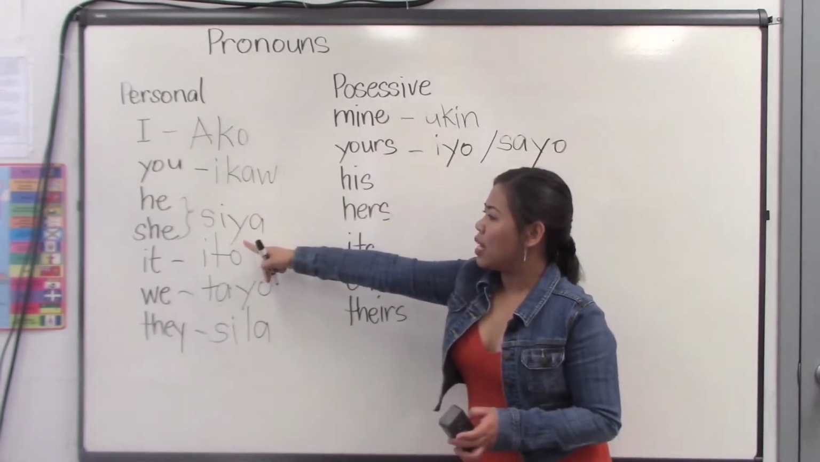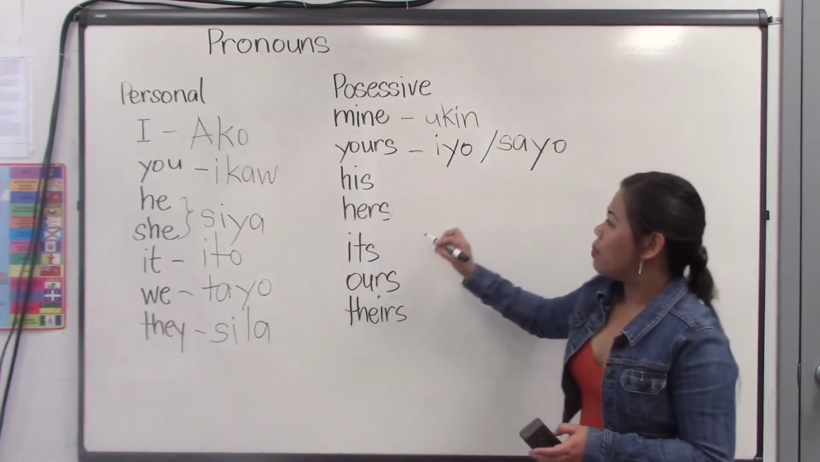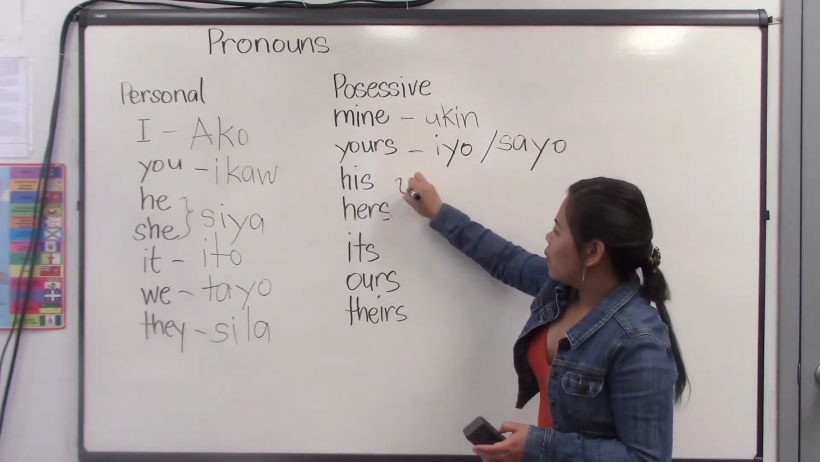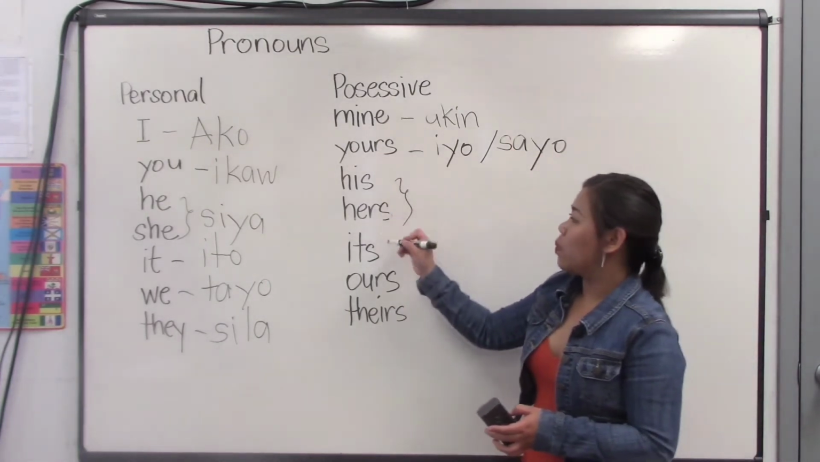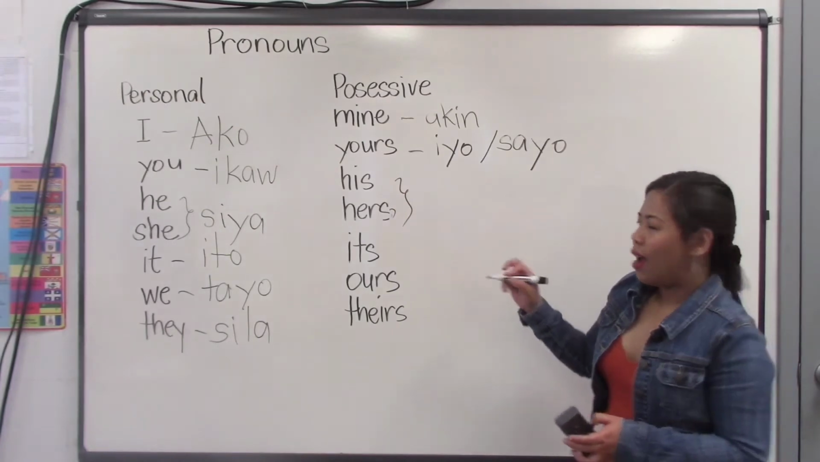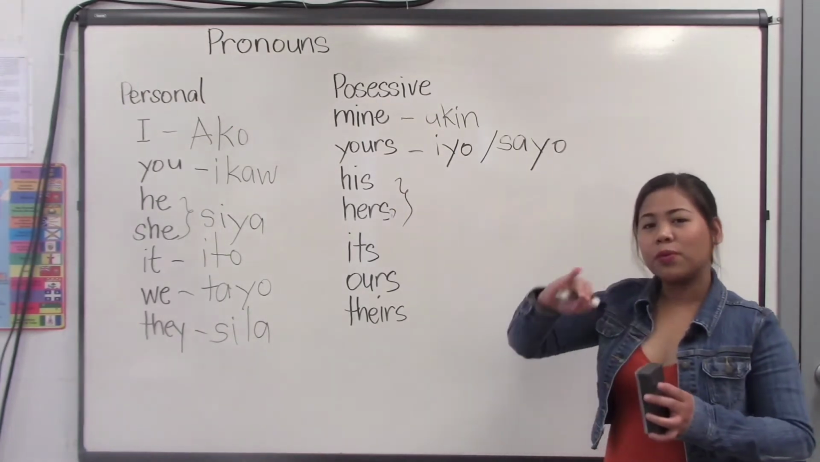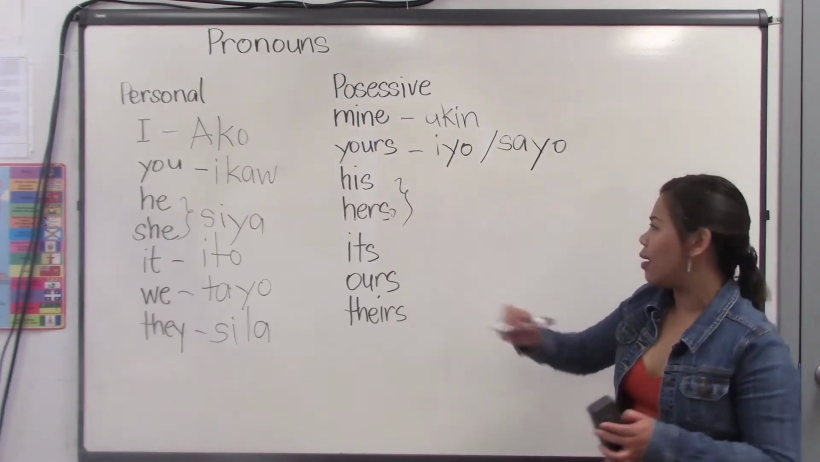If he or she here are just the same, sila, siya, then maybe his or hers will just be the same, right? For the possessive pronoun. So it will be kaniya. How do you spell that? It's a three-syllable word, ka, and then ni, and then ya. Kaniya.